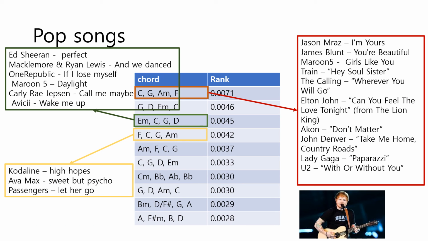Here are the popular songs in the pop genre, which use the chord progression that we ranked. There are so many songs that use this progression, but we only took the most famous and latest songs. Most of the songs are from the current Billboard chart. This means those chords are still widely used and popular these days.